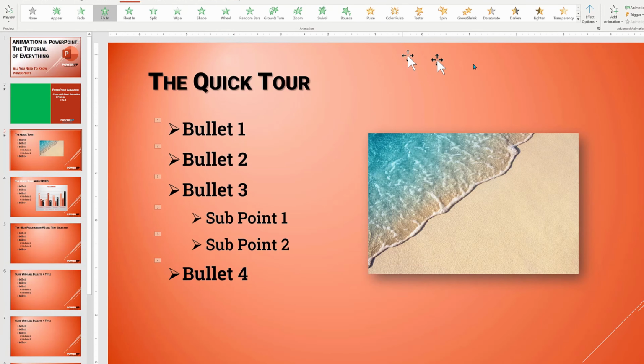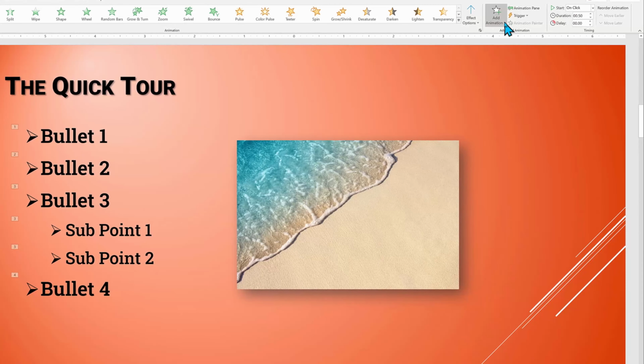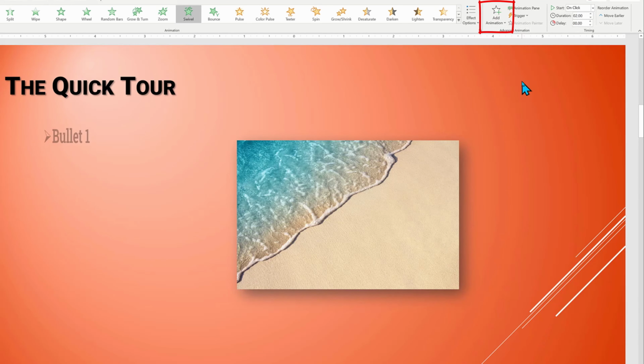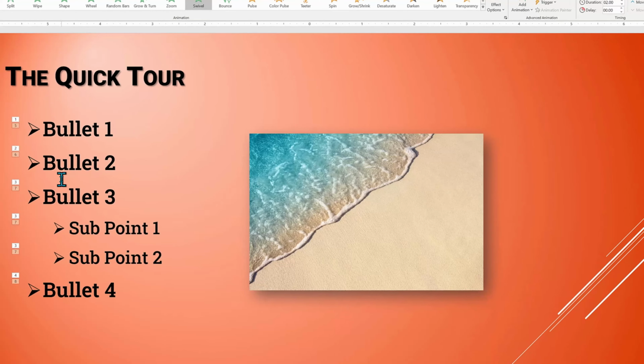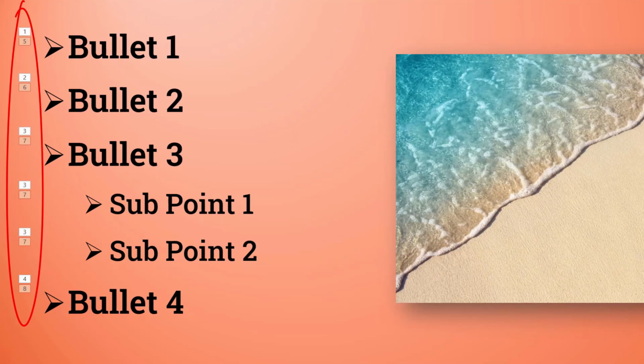So here I put my first layer by choosing fly in. That is our first action for our collection of bullets. Now I'm going to go over and choose add animation. I'm going to choose to add in the entrance swivel animation, which is going to add it on top of our existing one. And when it's finished, we're going to see that it added in 4 more steps to our individual bullets. Take a look closely.